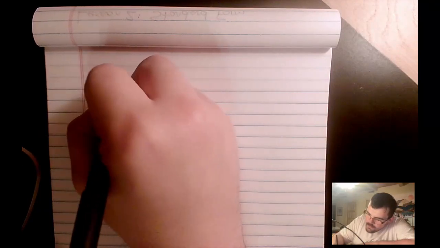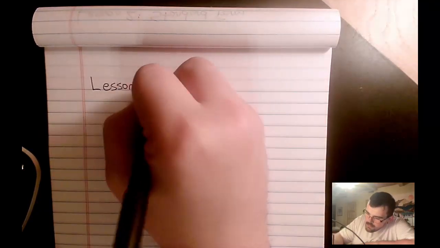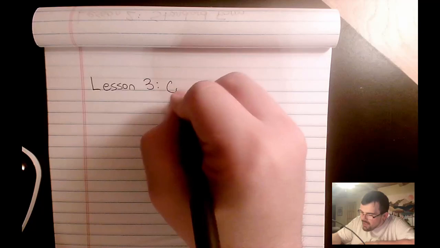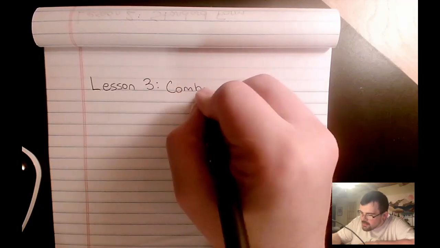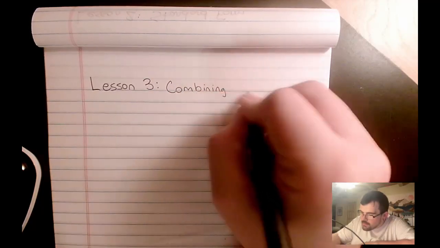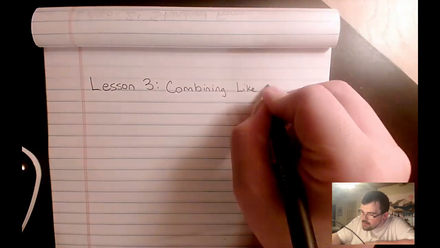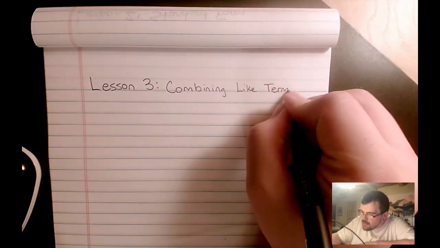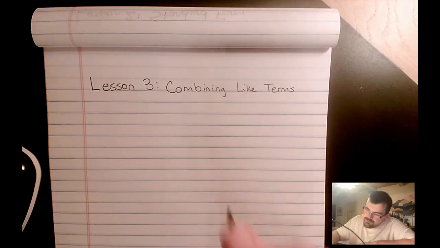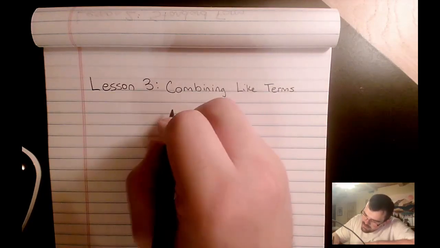All right, welcome back. We're going to start lesson 3, which is on combining like terms. So we know what a term is. It is some sort of algebraic expression that has a coefficient, a variable, and an exponent. Let's just write an example of that down again.